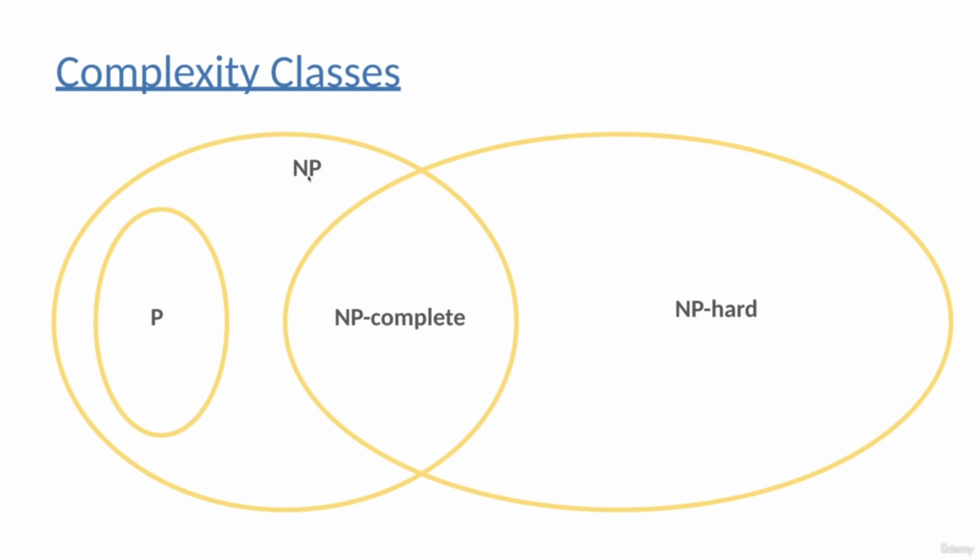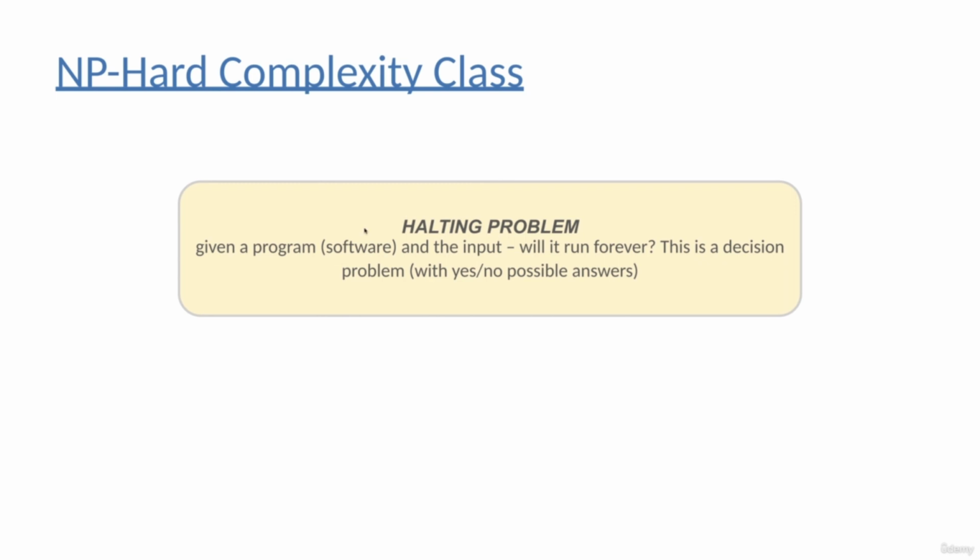So this is what we have been talking about: we have the NP class. The hardest problems in NP are called NP complete problems, and NP hard problems are the problems that are at least as hard as NP complete or harder. So these are the hardest problems in computer science, such as, for example, the halting problem. Given a software and the input, a good question is whether it will run forever or not. This is a decision problem with yes or no possible answers, and of course it is NP hard. It is extremely hard to decide whether a given application is going to run forever or not.